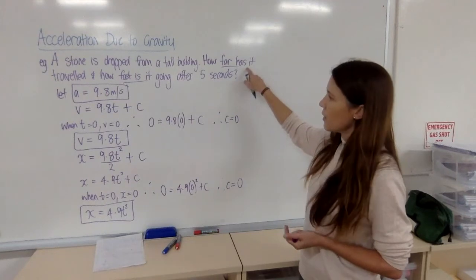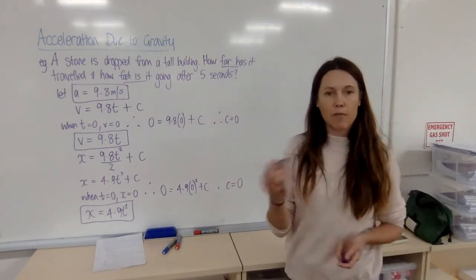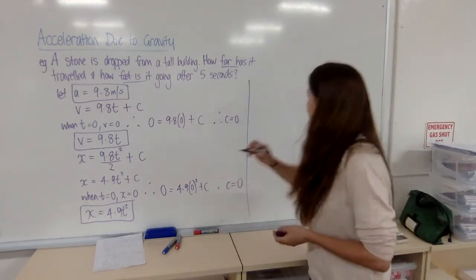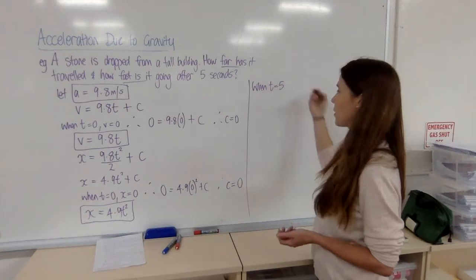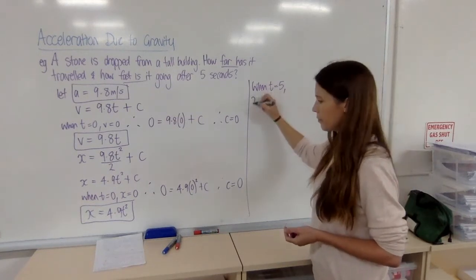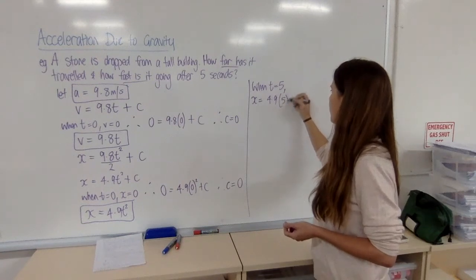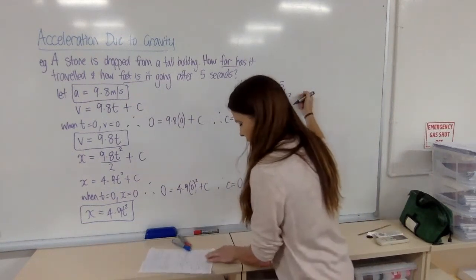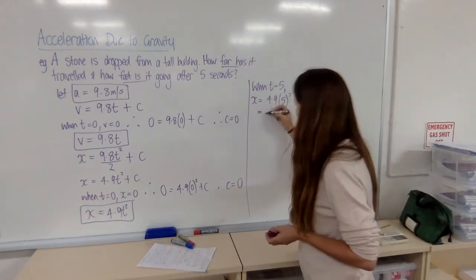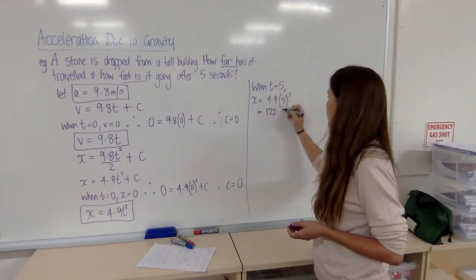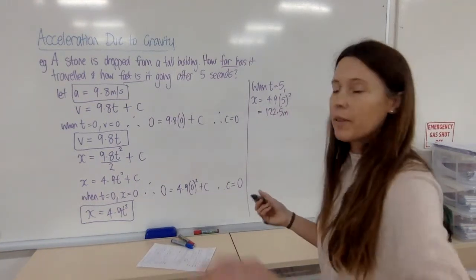How far has the stone travelled after 5 seconds, and how fast is it going? All right, so I'm going to write when t equals 5, in other words, after 5 seconds, x equals 4.9 times 5 squared, and that gives me, what is it, 122.5 metres. So that's how far it's gone. So it's obviously dropped that far.